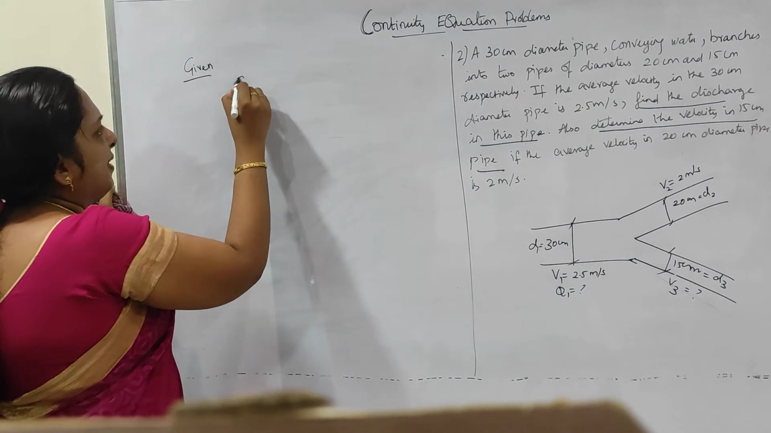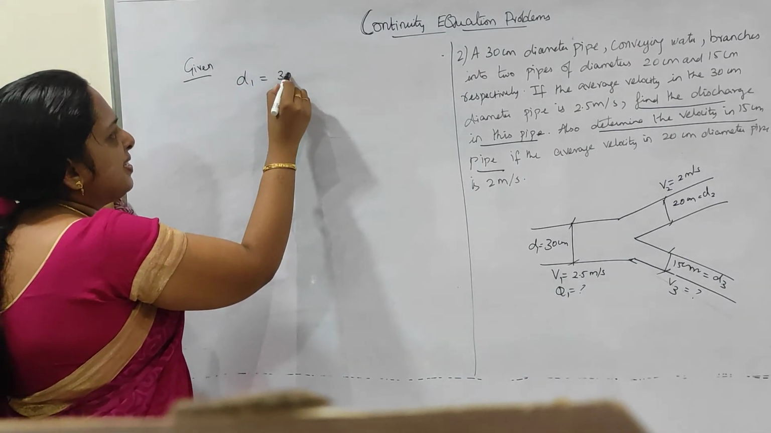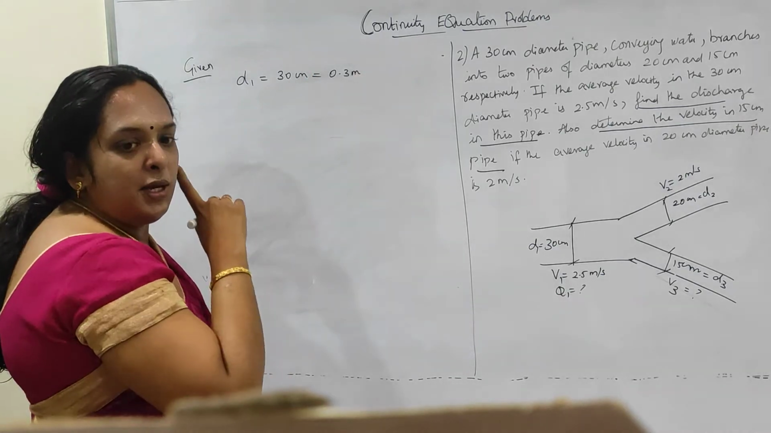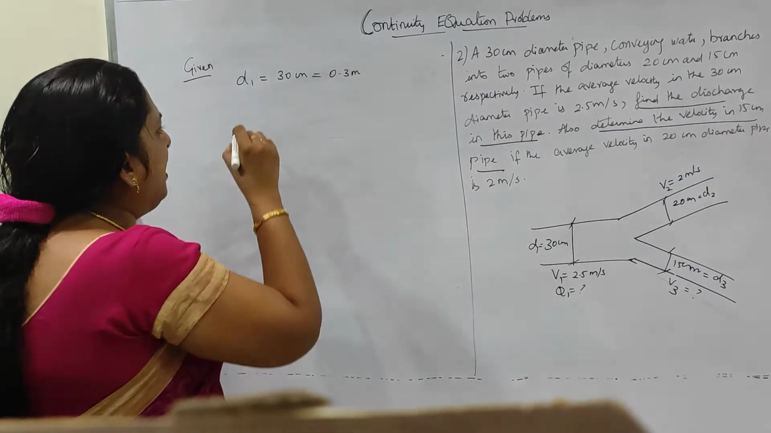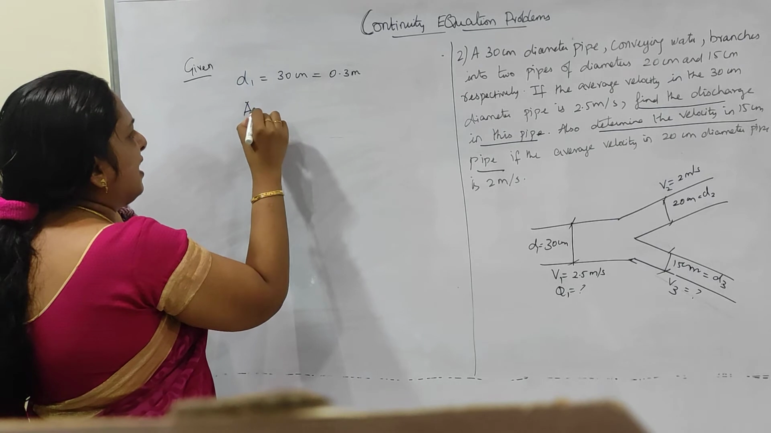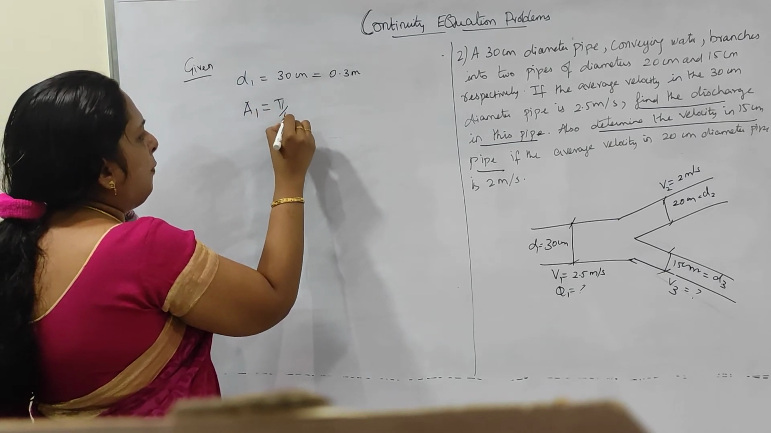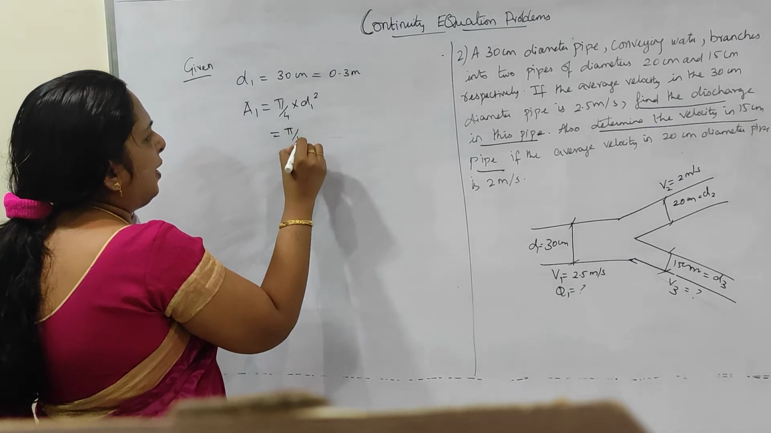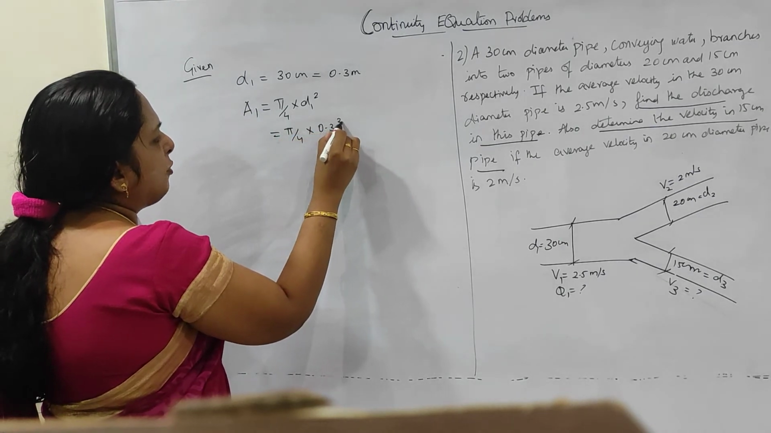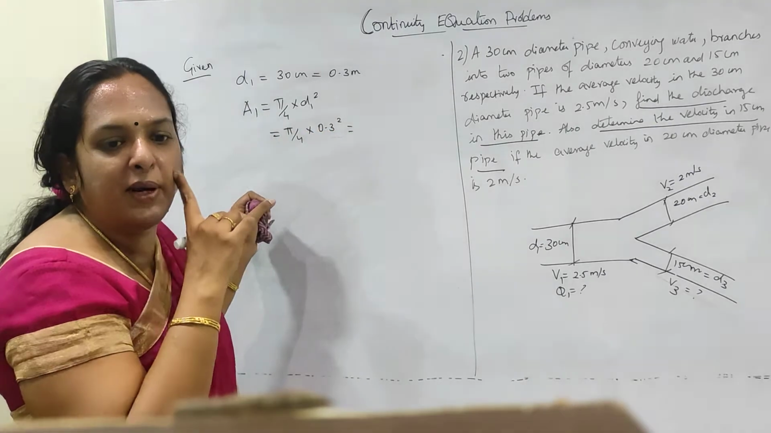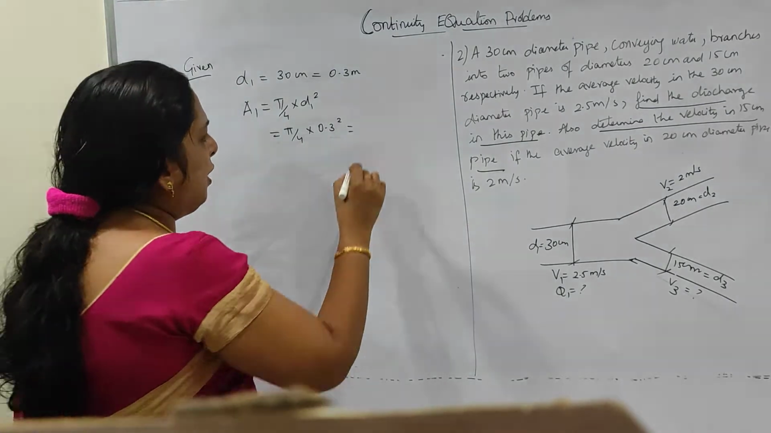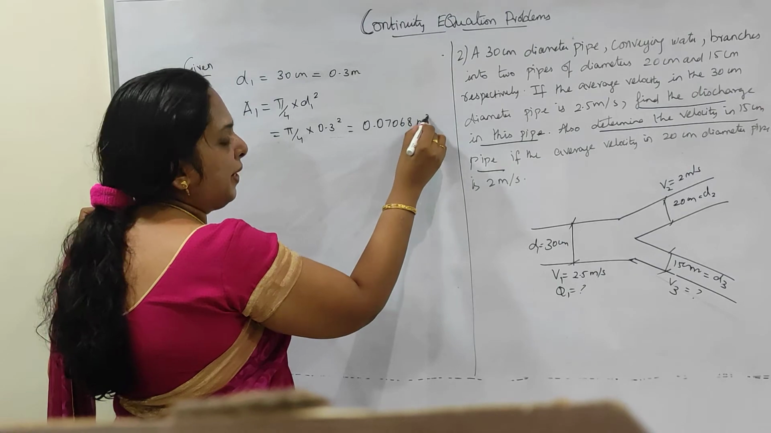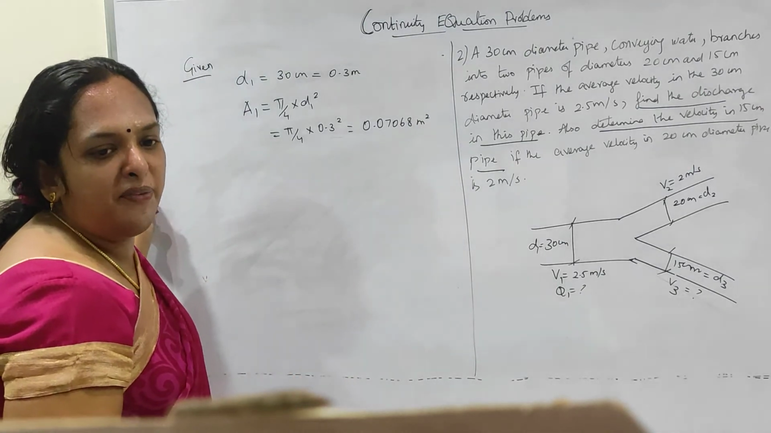If I am taking this as D1, D1 is 30 centimeter, that is equal to 0.3 meters. So I have got the D1 value. Continuously you can find out A1. A1 is equal to pi by 4 into D1 square, so pi by 4 into 0.3 square. You can just substitute here and you will get the value of area. How much is it? 0.07068 meter square. So we have got the value of area.